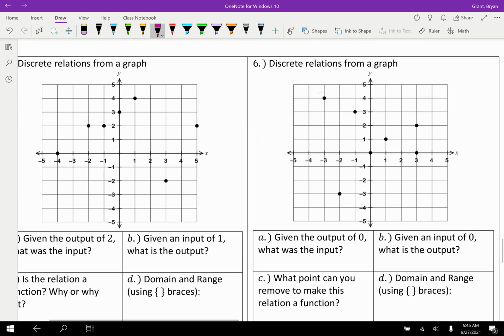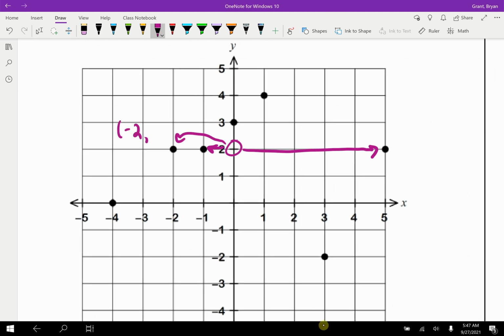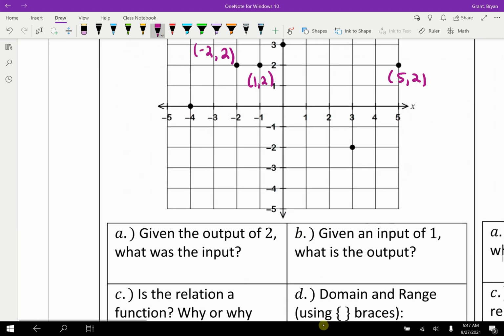Discrete relations from a graph. All right. Given an output of 2, what was the input? Remember, output is the y-axis. So I want to jump up to 2 on the y-axis and say, what input gave me an output of 2? In fact, I think there are 3 different points here. 1, 2, and 3. So if you wanted to write those out, you could see that this first one is the point -2 with an output of 2. This point over here is 1 with an output of 2. And this last guy over here is 5 with an output of 2. So I think we have 3 possibilities here. We have -2, 1, and 5 all give an output of 2.